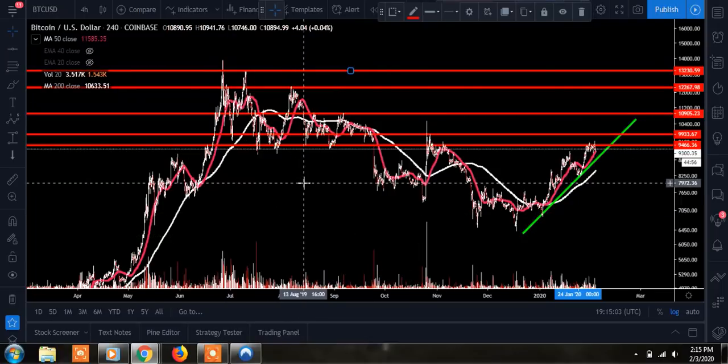I didn't want to get into too many of the indicators, anything like that. I just really wanted to look at price action, look at the flow of the trend, and right now the trend still is up. We're consolidating. We should make that next push to the upside.